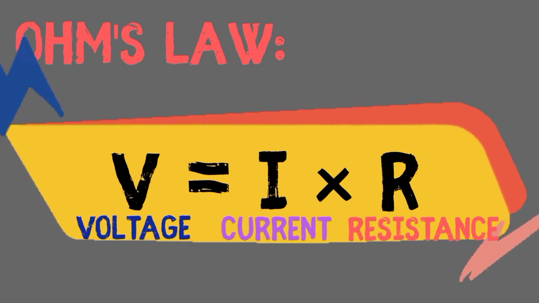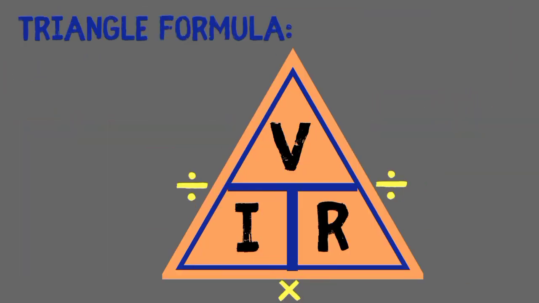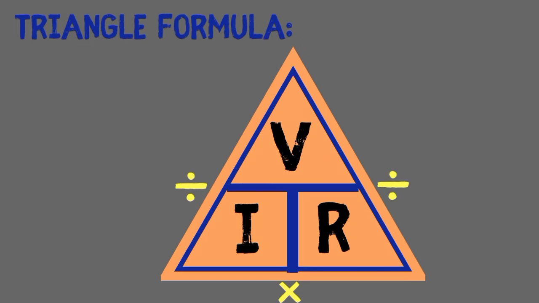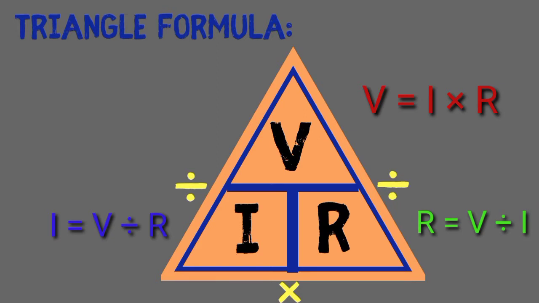But what if we wanted to solve for voltage or resistance instead? One way to easily memorize this is to use a triangle formula. First, draw a triangle shape, then divide it like this. Write V on top of it and I and R at the bottom. Our formula for voltage is V equals I times R. For current, I equals V divided by R. And for resistance, R equals V divided by I. Depending on the values given, the formula can be used to calculate voltage, current, and resistance in a circuit.